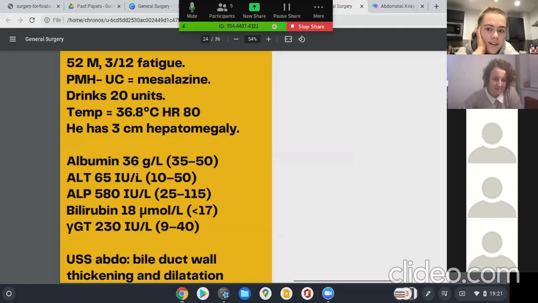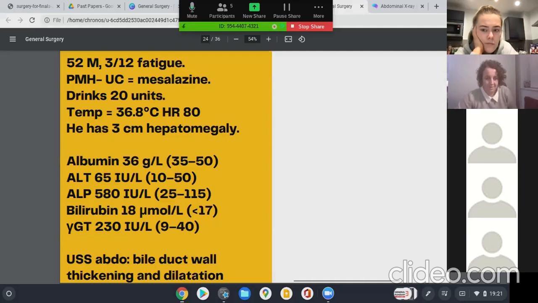His ALT is slightly raised, ALP is significantly high, bilirubin is again minimally raised, and his gamma GT is raised. He has an ultrasound abdo, and it shows bile ducts thickening and dilatation.